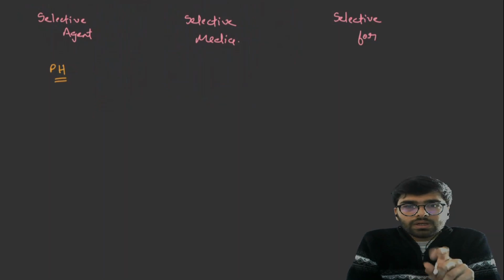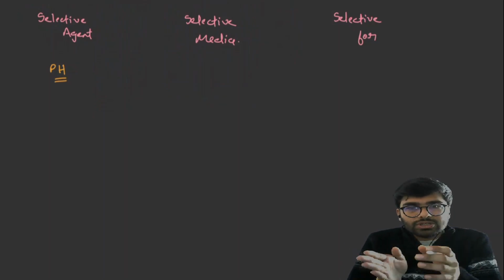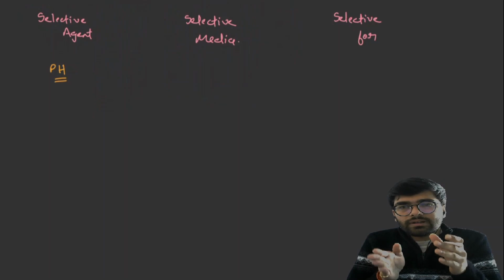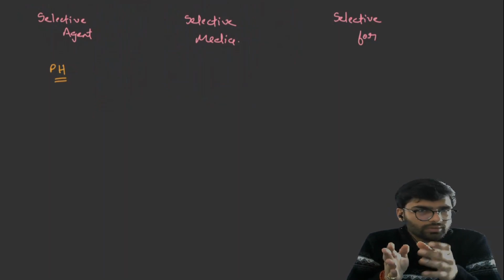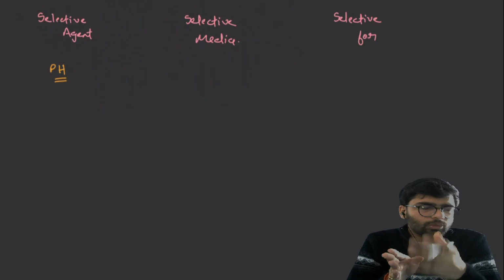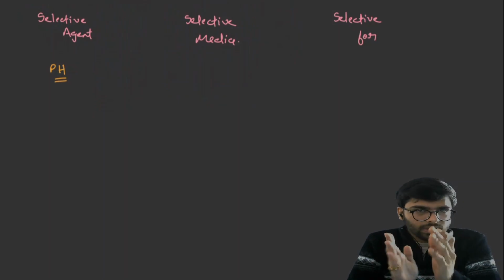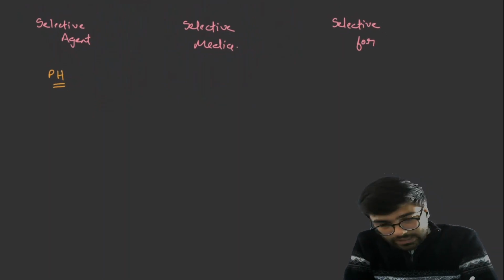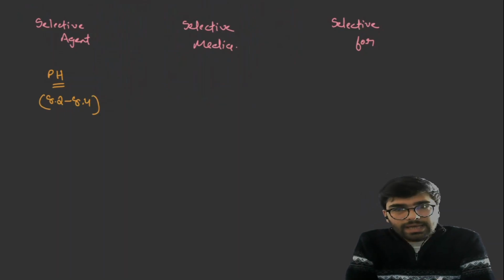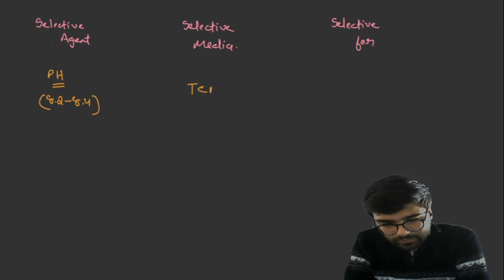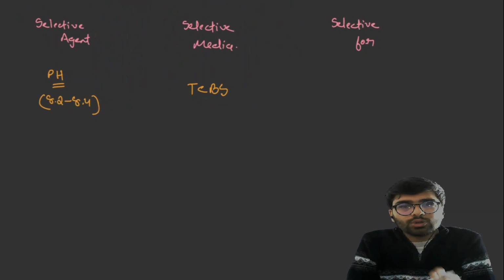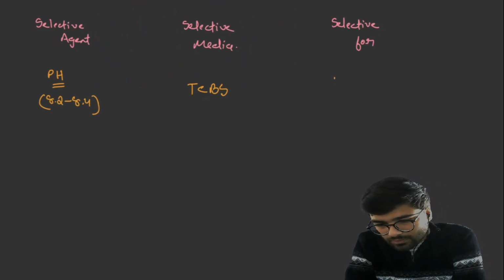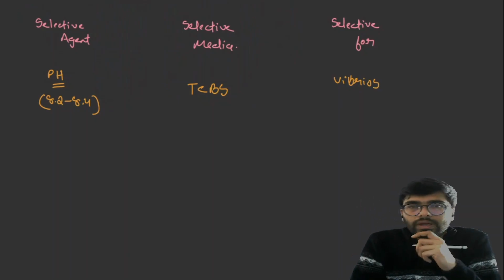So when we set pH of a particular media in a particular range, it will allow the growth of only a few types of bacteria, like 1 or 2 bacteria, and it will inhibit all other. So for example, when we set pH between 8.2 to 8.4 in a media called TCBS media, it will allow the growth of only Vibrios.